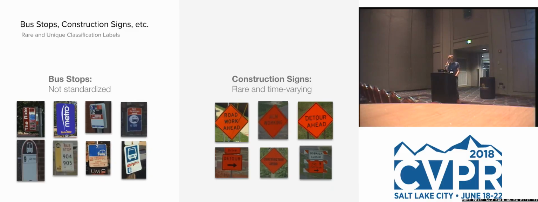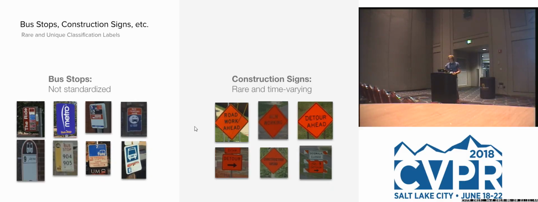Some other challenges that you may not think of are, think of bus stop signs, for example. Every city in the country basically uses a different type of sign for this. And so if you're trying to build a classifier that knows what a bus stop sign looks like, you have a really difficult time generalizing across this class.